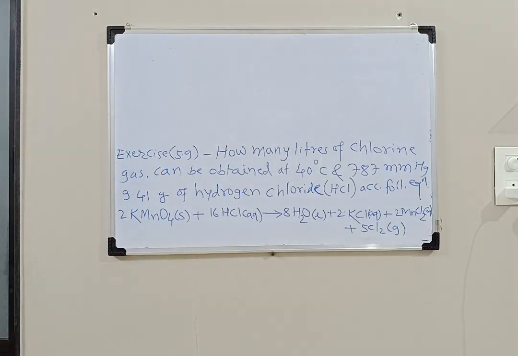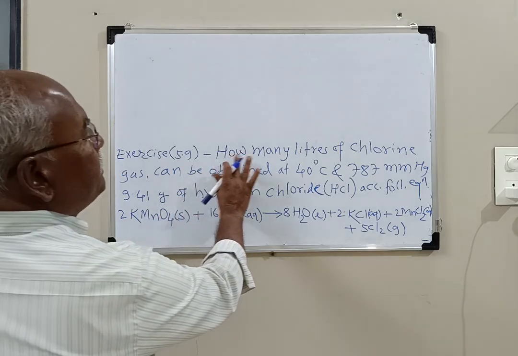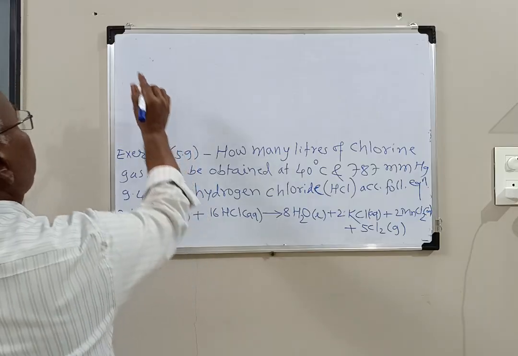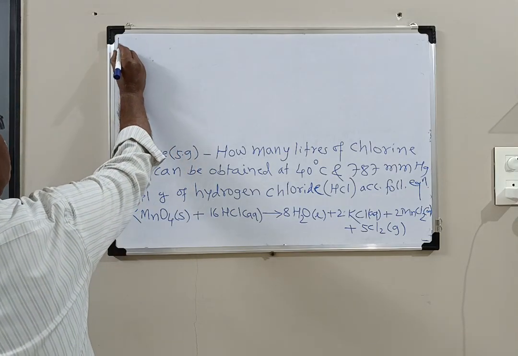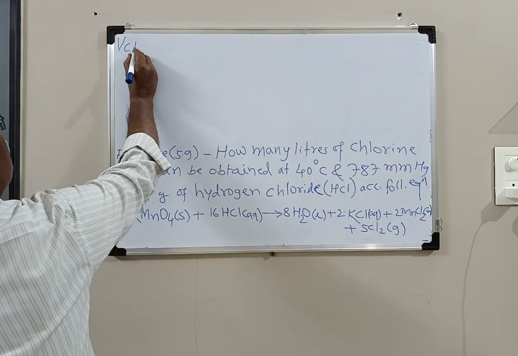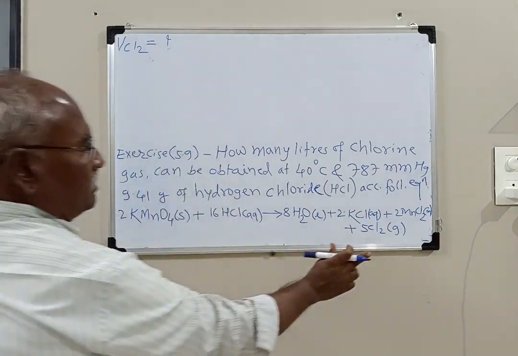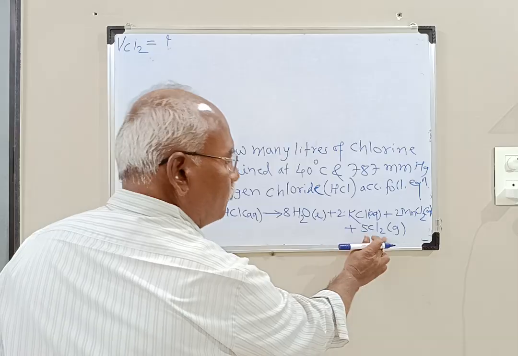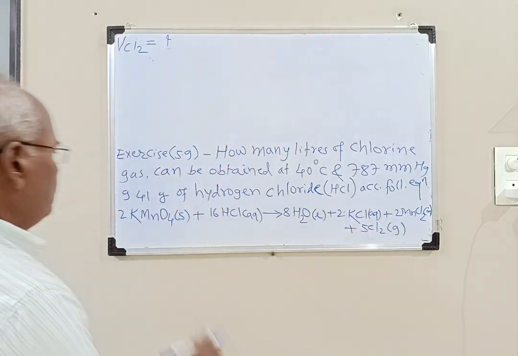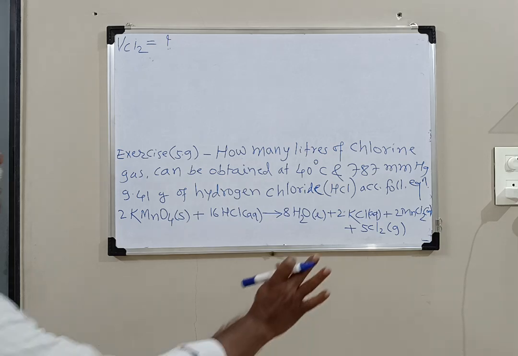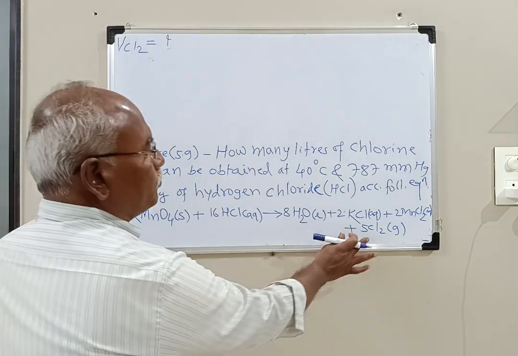So first, write the given quantities. How many liters of chlorine gas can be obtained? So right here, we want to calculate the volume of chlorine. Here, 5 moles of chlorine are produced from 2 moles of KMnO4. We have to calculate the volume of chlorine.